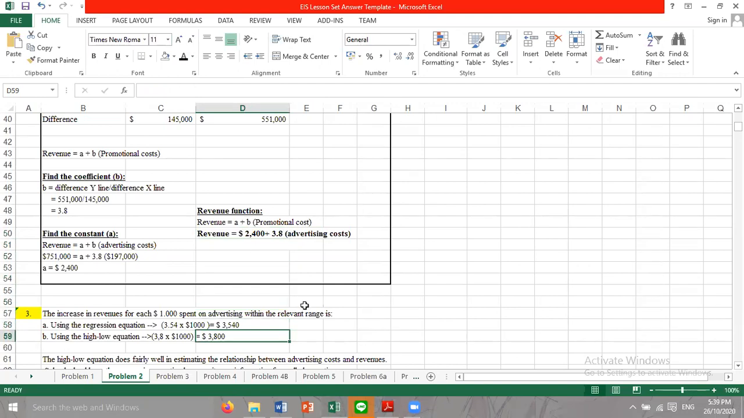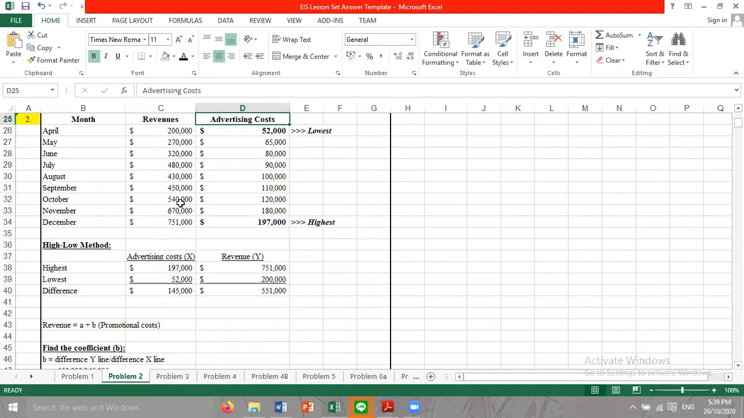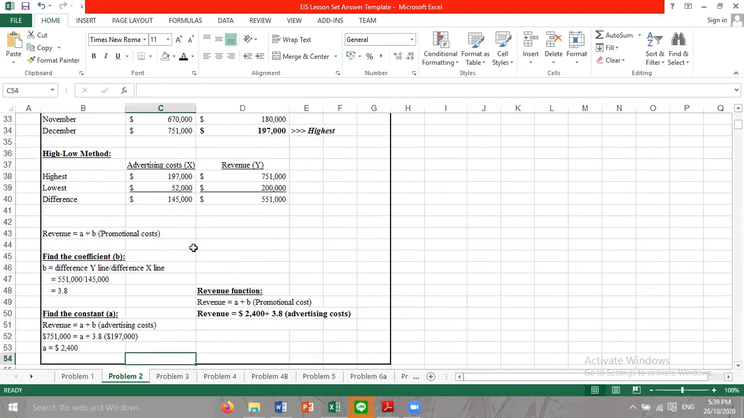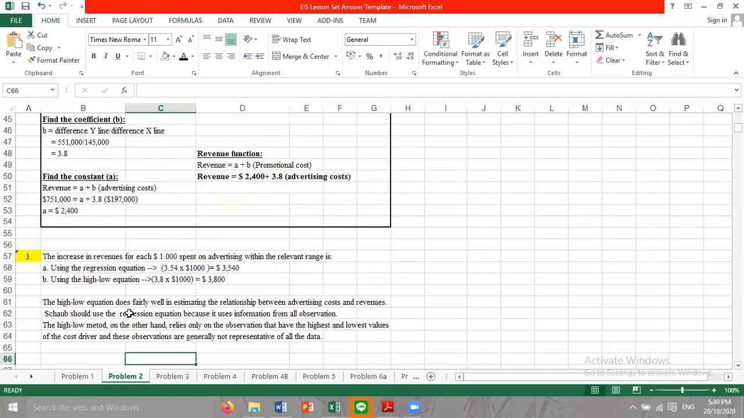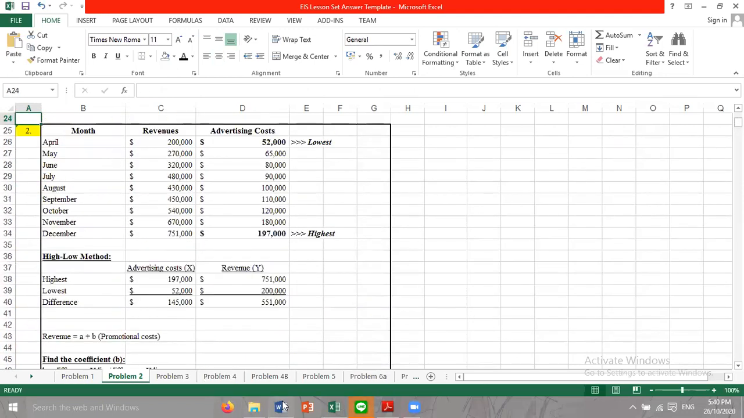Now we are also asked which method to choose. Well, in general, the best method to use is the regression line because the regression line factors in all the data sets, whereas in the high-low method, we only use the highest and lowest data set, which is relatively inaccurate compared to the regression analysis. That's why SHALP should use the regression equation because it uses information from all observations. The high-low method, on the other hand, only relies on the observations that have the highest and lowest value of the cost driver, and these observations are generally not representative of all the data. Okay, that's for problem 2.